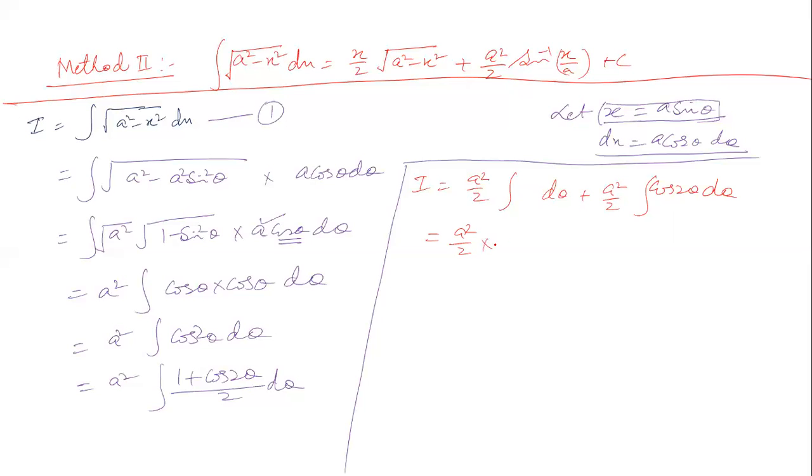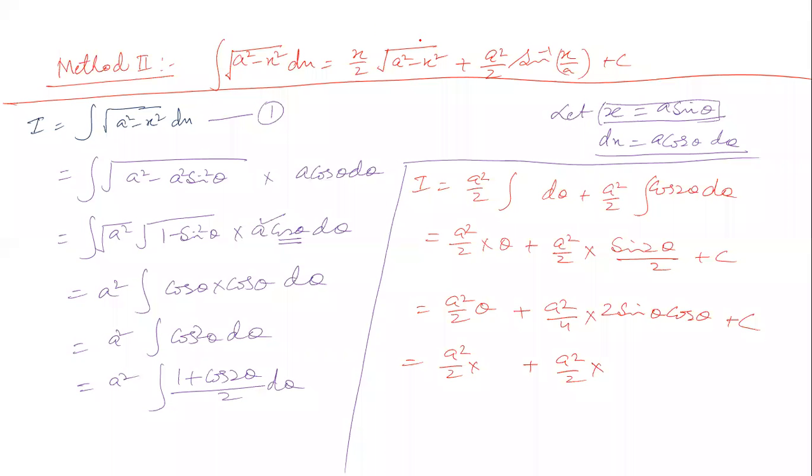Integration of d theta would be theta only, plus a square upon 2 times the integration of cos 2 theta, which would be sine 2 theta upon 2. So we have a square upon 2 theta plus a square upon 4 sine 2 theta, and sine 2 theta equals 2 sine theta cos theta, plus c.